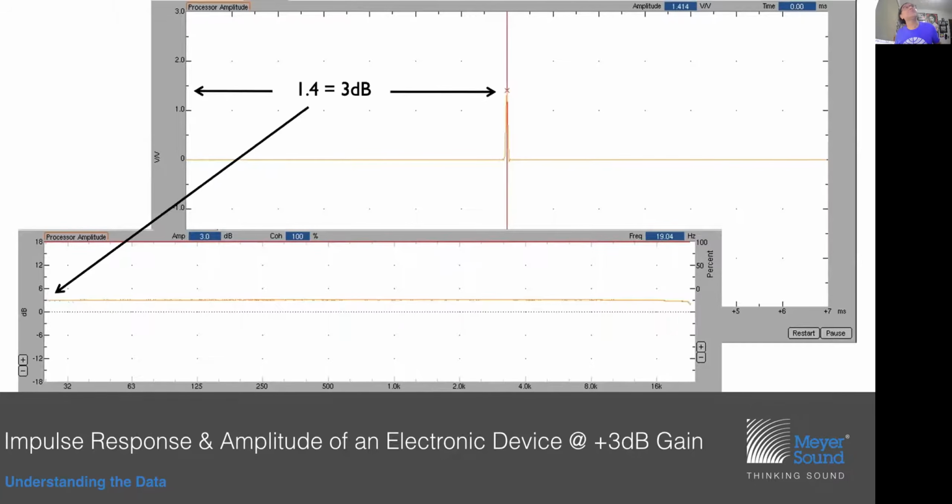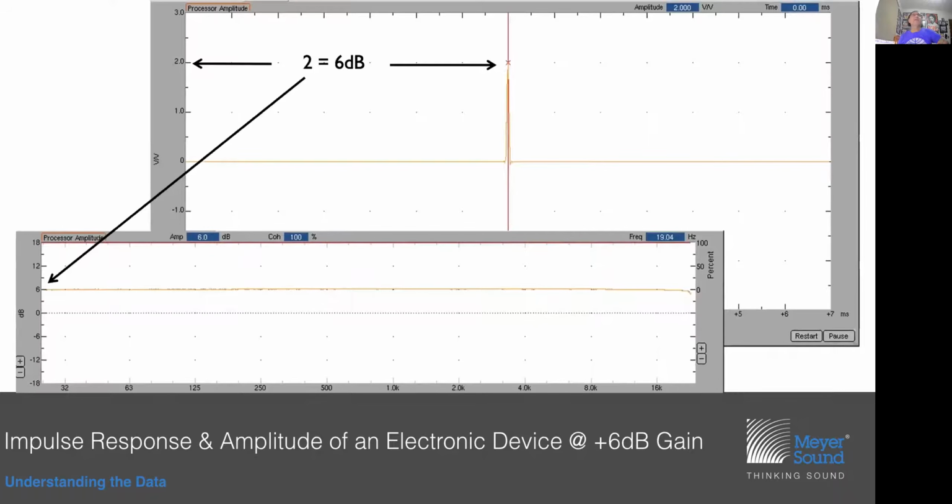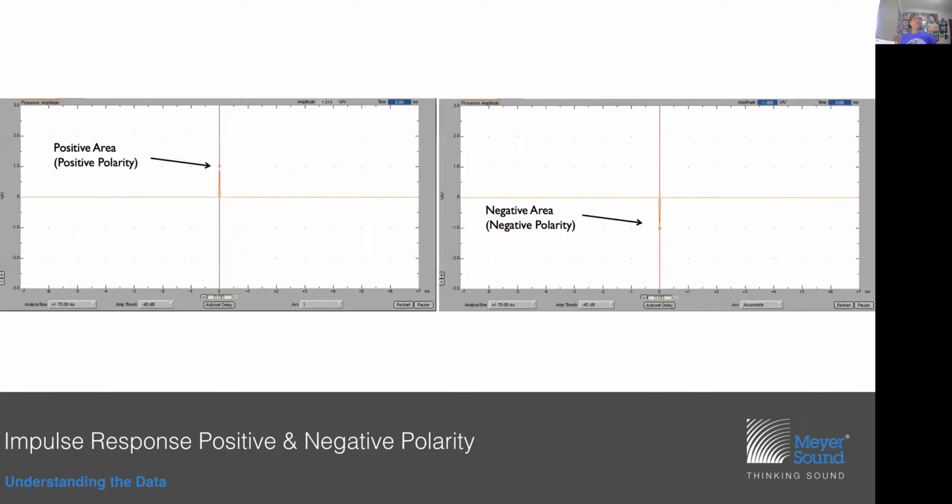The next example shows that the amplitude is 1.4, and 1.4 is 3 decibels, as can be verified with the bottom graphic. And the top one reads linear 2 in the position of the peak, and 2 is 6 decibels of gain of the processor. Now, we have seen how it will be positive. Well, the peak of the impulse will go up. What is negative polarity? The peak of the impulse will go down.